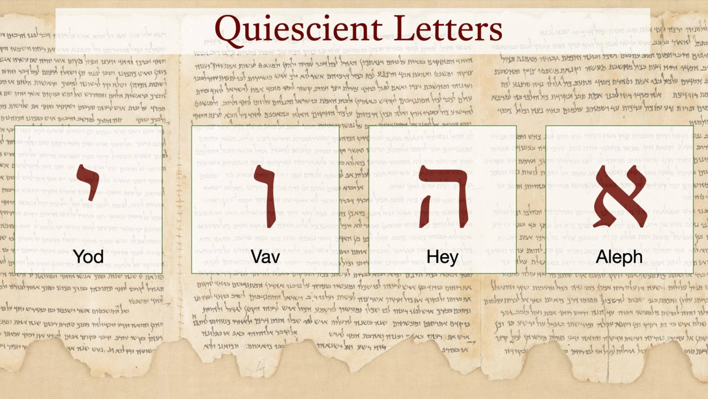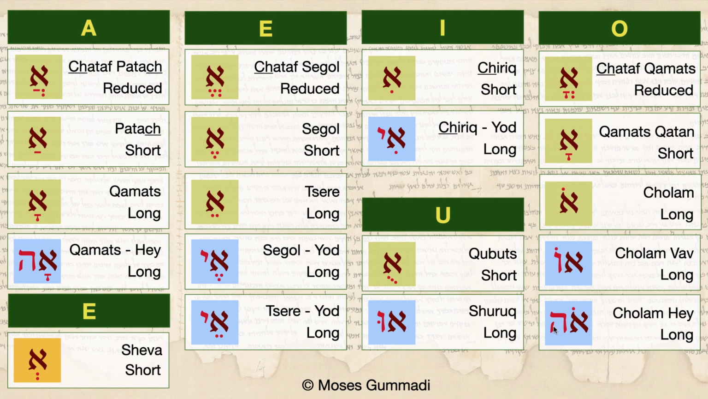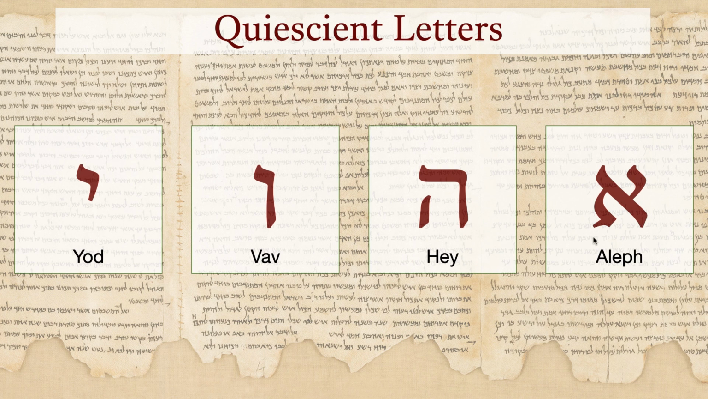And finally, we have quiescent letters, or quiet, silent letters. When there are no vowels occurring under these letters, then they're quiet and they are not pronounced. Of course, unless they occur in one of these diphthongs or one of these vowels. For example, this is not pronounced here. Cholam he, oh. You could slightly aspirate it with an H, but these are called quiescent letters. Aleph, he, vav, and yud.